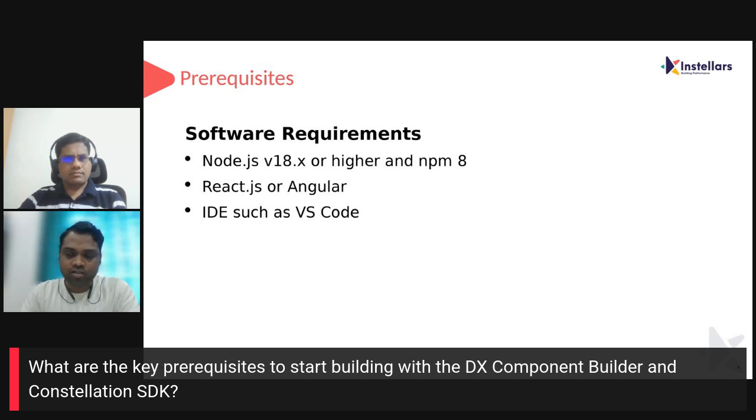As of now there are three: React, Angular, and Web component. All of those require Node.js, which should be version 18 plus. That also depends on the Pega version. If you have Pega 8.8, that requires 18 plus, but if you have 24.2, that might require a higher version like Node 20 plus.